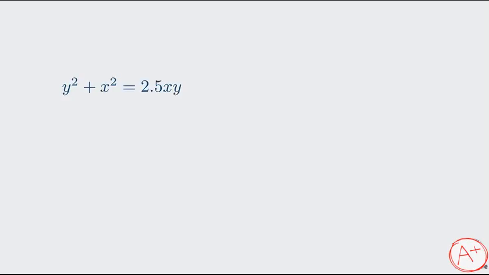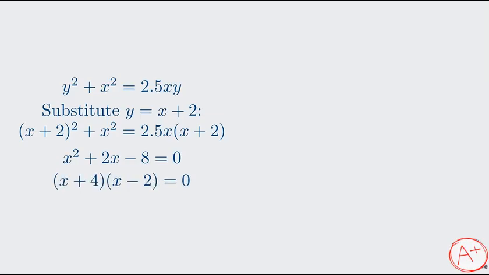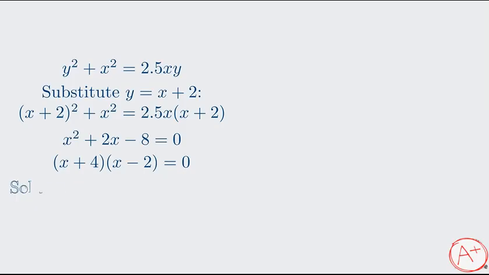For the hard question, clear denominators by multiplying by xy to get y² + x² = 2.5xy. Substitute y = x + 2 into the equation. Expand and simplify. We eventually reach x² + 2x − 8 = 0. Factorizing gives (x + 4)(x − 2) = 0. If x is 2, y is 4. If x is −4, y is −2. The solutions are (2, 4) and (−4, −2).